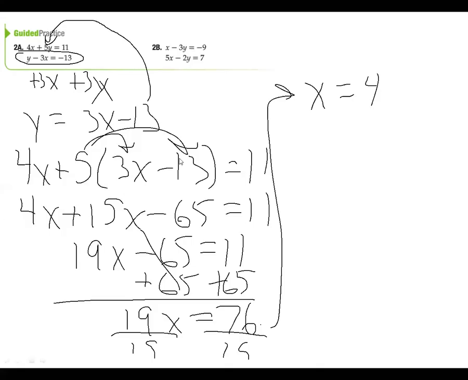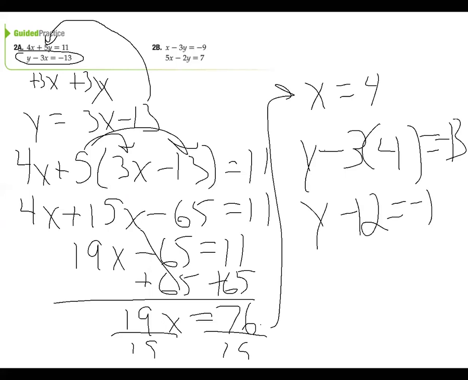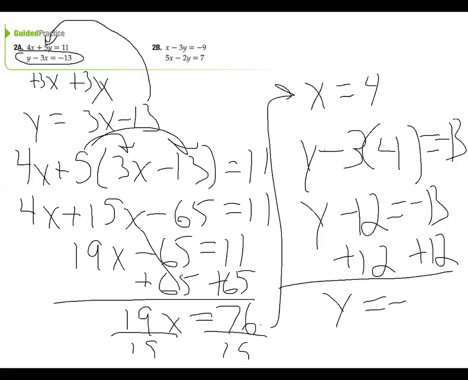Once I know x equals 4, I can substitute it back into the second equation. So y minus 3 times 4 equals negative 13. So y minus 12 equals negative 13. So add 12, 12, and then you get y equals negative 1. So your ordered pair is 4 comma negative 1. Alrighty?